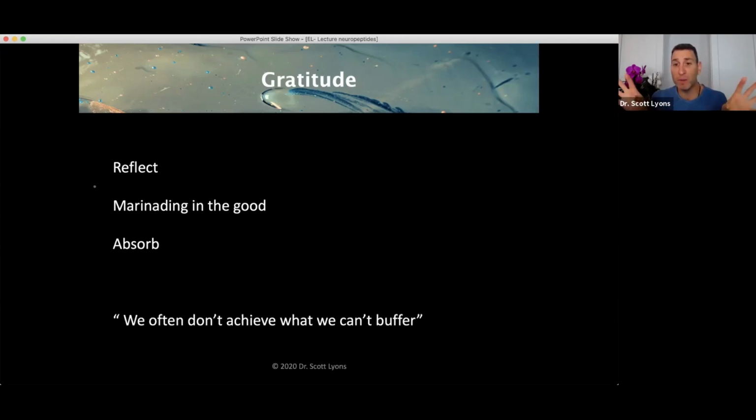Then we call it marinating in the good. It's like taking a bath in that. It's not just a visualization anymore of what I've accomplished or the people or the resources that have helped me. I am literally soaking in the experience, the bath of that process, that journey.